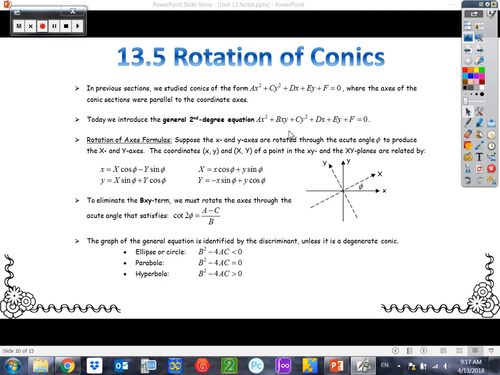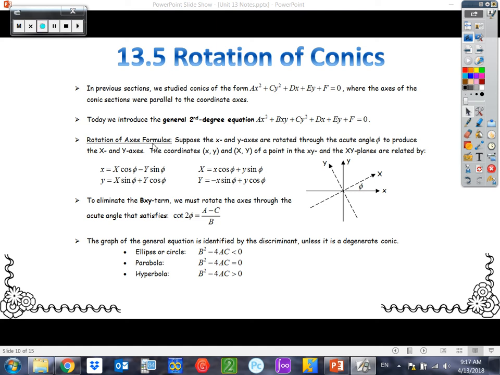Before today, all of our conics were either vertical or horizontal. I mean, there wasn't any option. It was either vertical or horizontal. But this xy term indicates that this conic has been rotated. Okay, so that's what we're going to be working with today. There's a whole variety of formulas that we need to be able to do this. And, well, let's just kind of jump in.